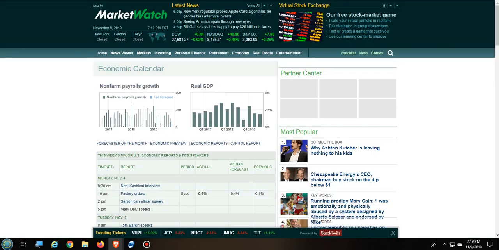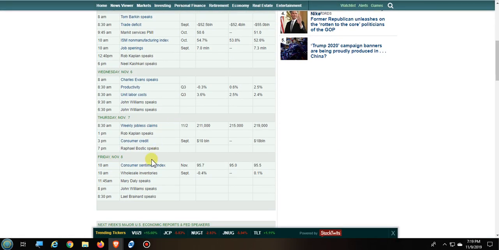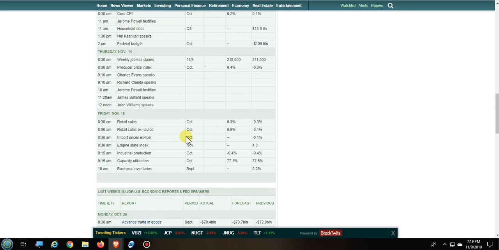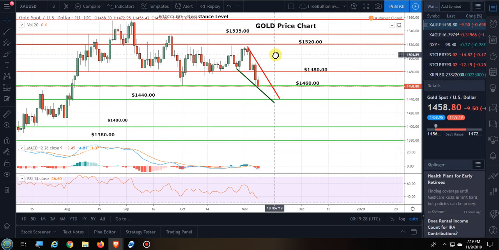Also, we do have, I believe, retail sales numbers coming out on Friday. Let me see here. There it is. Retail sales on the 15th comes out. So if that comes out negative, that will likely help gold. But if it comes out positive, it will likely hurt gold.